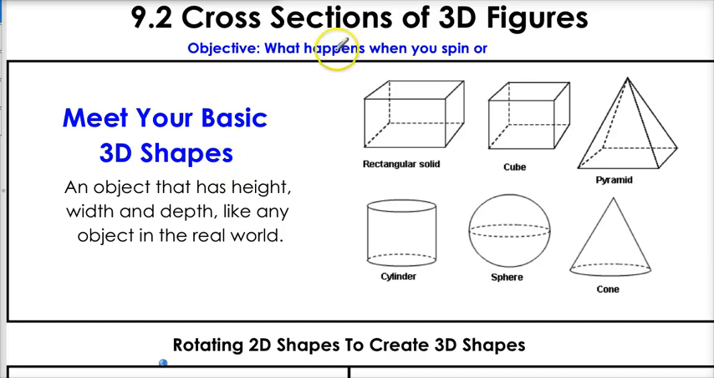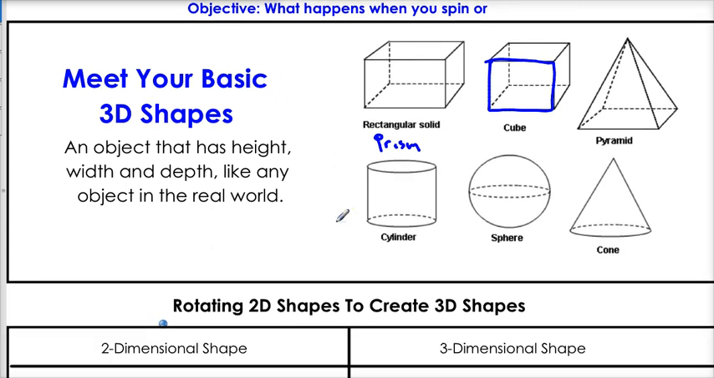All right? Now, what we talked about in the last lesson was 2-dimensional figures. The 3-dimensional figures that you'll be talking about in geometry are these guys right here. This is the all-star lineup. You have rectangular solids, also known as prisms, cubes, which is just the same thing as a rectangular solid, but all the sides are squares, so all the sides are the same. A pyramid, a cylinder, a sphere, and a cone. All right, these are our 3D figures we'll be talking about.